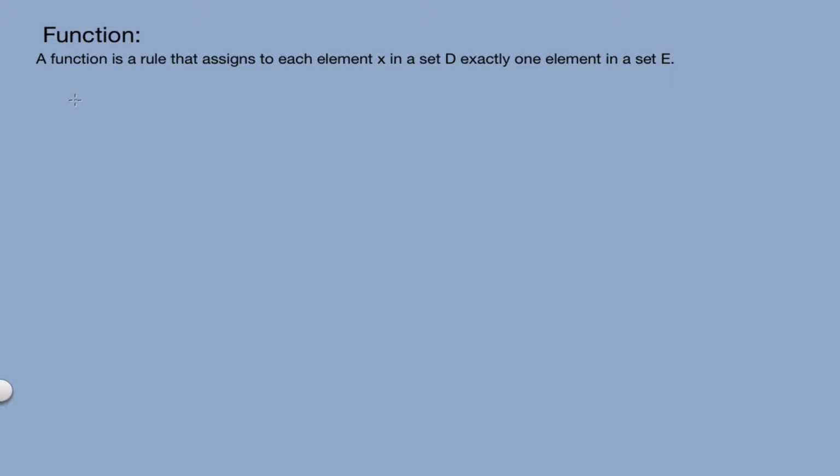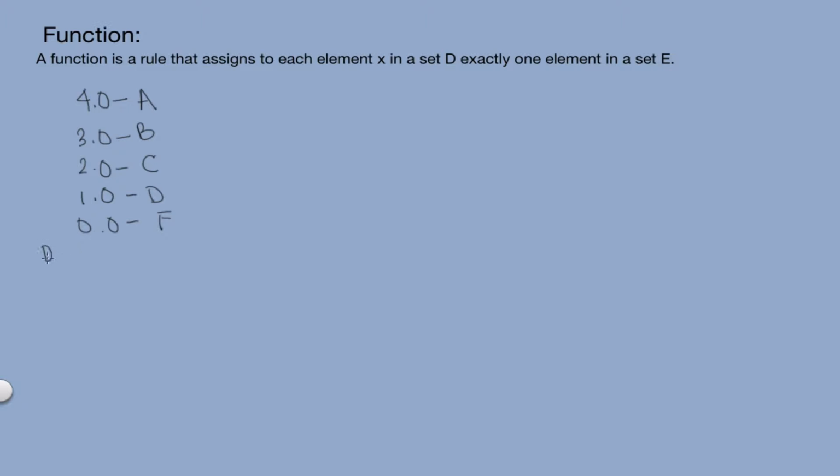Hi, in this video we're going to talk about functions, and a function is a rule that assigns to each element x in a set D exactly one element in a set E. So if we want, we can look at an example, and let's just say we had a 4.0 going to an A, so this is going to be a GPA function, and we have a 3.0 going to a B, a 2.0 to a C, 1.0 to a D, and a 0 to an F. Well, this is a good example of a function.